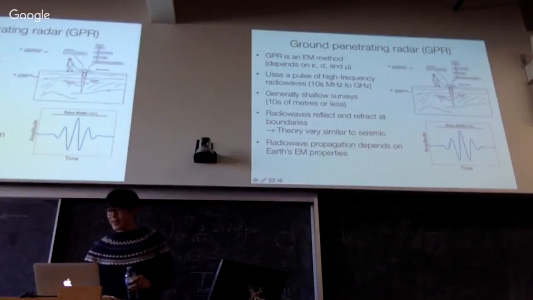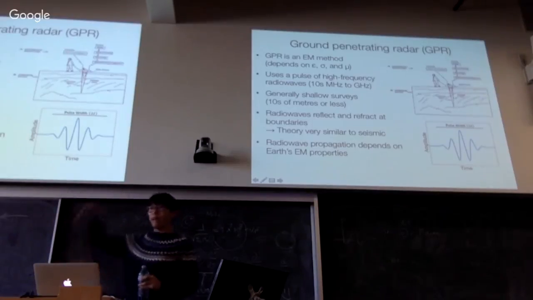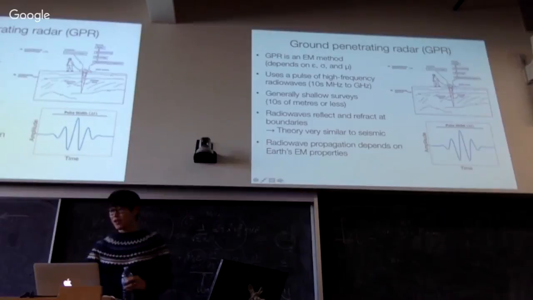And this is sort of the setup, right? This is the transmitter and the receiver. The EM wave will propagate, reflect, and refract in the Earth, and we can measure that at the receiver location here.